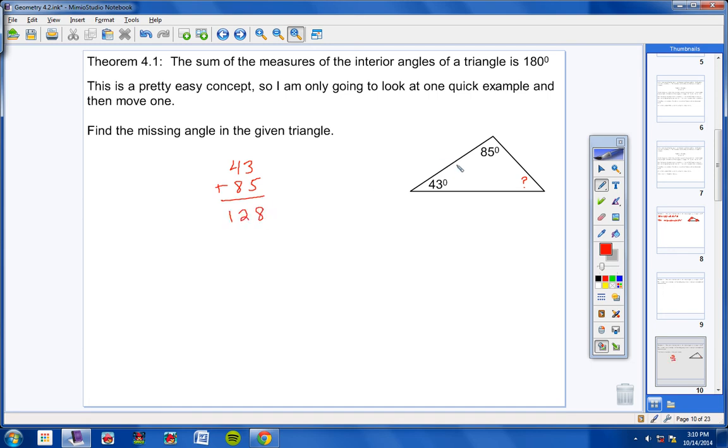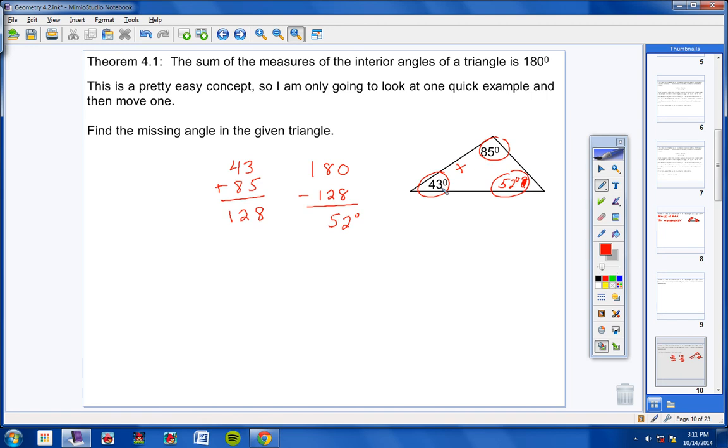So these two angles here added together give you 128. So then subtract 128 from 180, all right? And you will get 52 degrees. So we now know this angle right here has to be 52 degrees, because 52 plus 85 plus 43 equals 180. Pretty simple, guys. Really not too bad. All right, let's continue on.